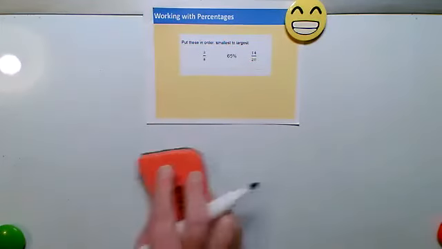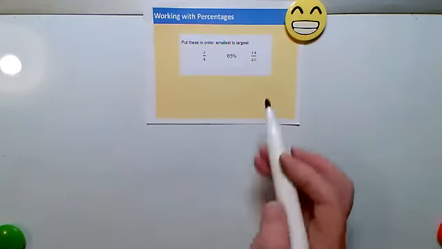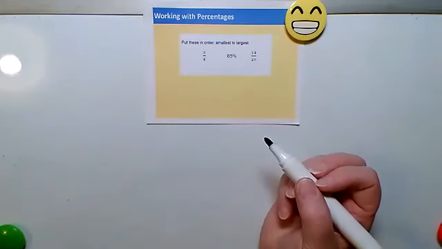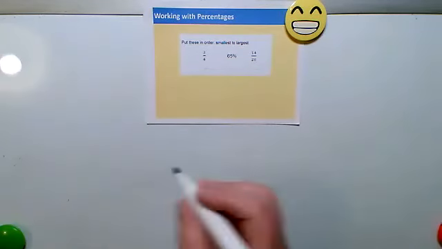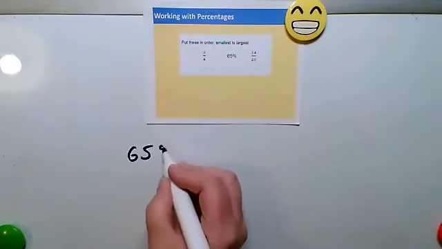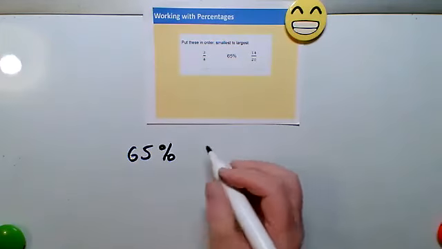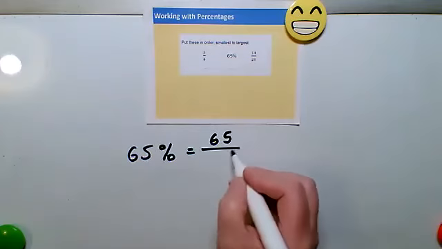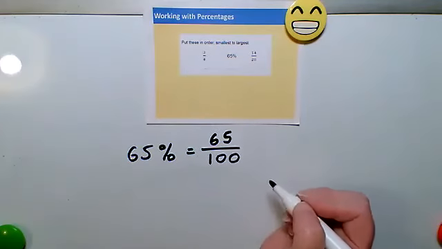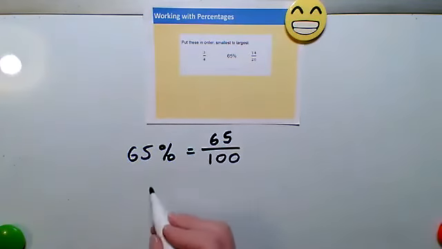We had to compare 3/4, 65%, and 14/20. Lots of different ways you can do this. Let's look at 65% to start off with. Now 65%, if I wanted to show that as a fraction, percentage means out of 100, so that would be 65 out of 100. Let's have a look at 3/4.